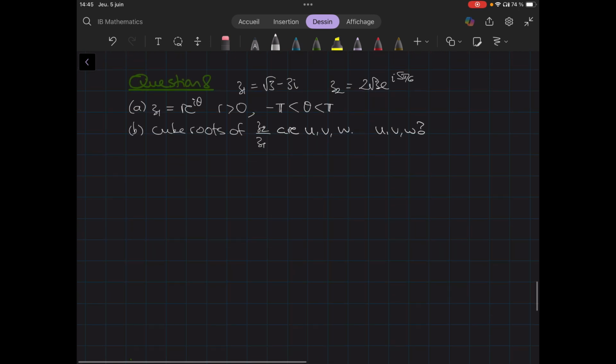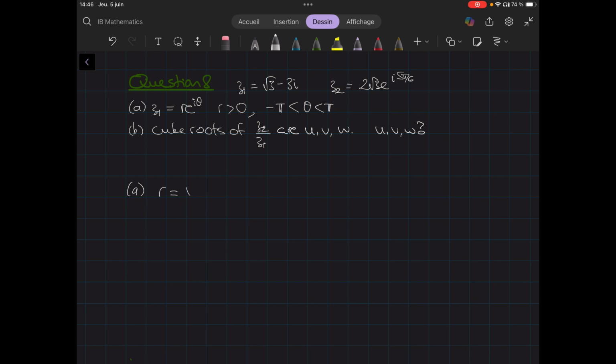Question 8 concerns complex numbers. In part A, we're simply asked to express z1 in exponential form. This is 3 marks. In part B, we are asked to find the cube roots of z2 divided by z1. So let's start with part A.